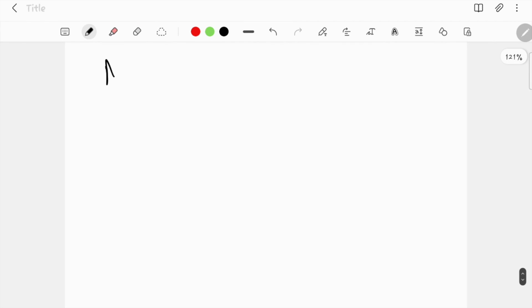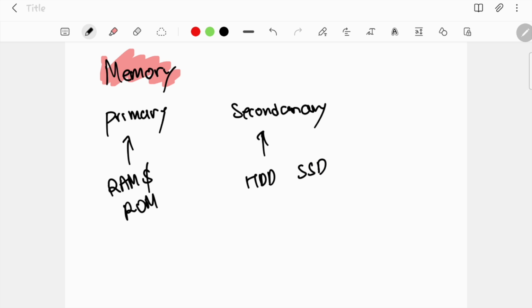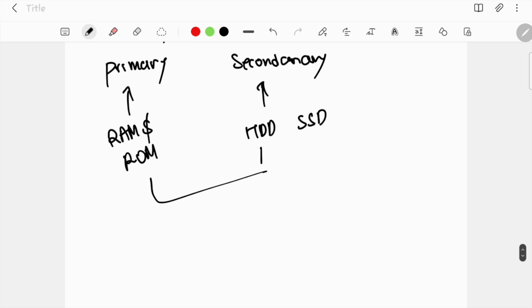Next thing you need to know is memory. Now memory, here you need to know primary and secondary. In primary we have RAM and ROM. Secondary we have HDD and SSD. Again, learn differences. Differences and similarities for each of them.